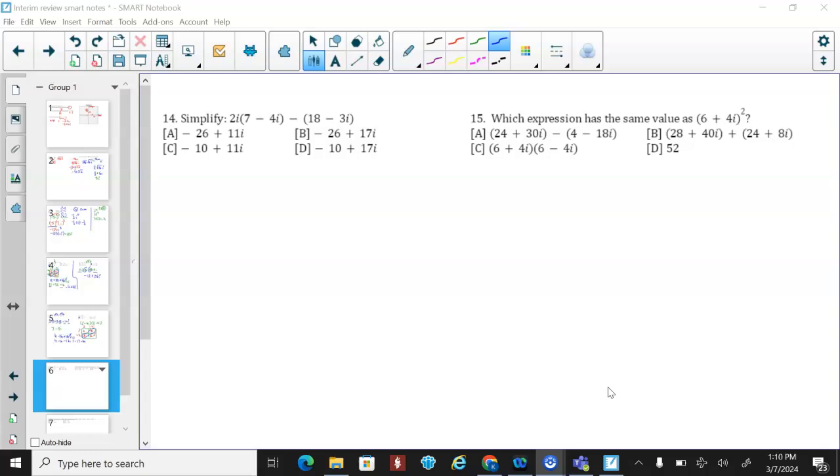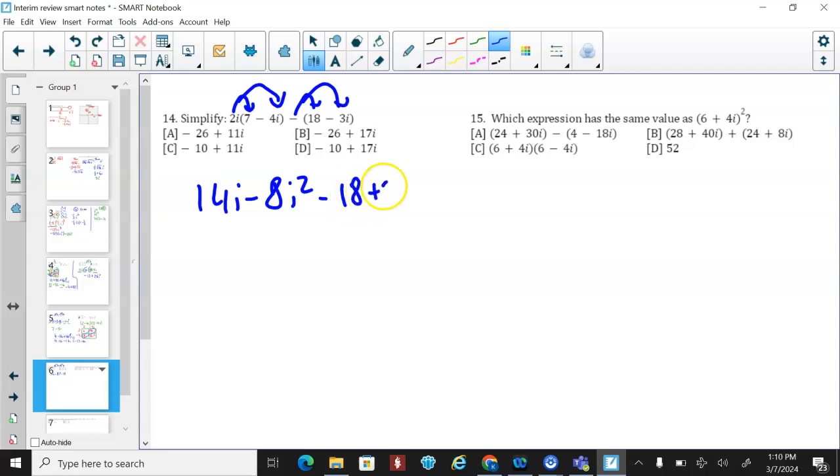All right, question 14 is just simply simplify. So again, we have a multiplication here in the front. So we got to distribute the 2i first. So that's going to be 14i minus 8i squared. And then we got the negative in the front of this parenthesis. We got to distribute, so it's going to be negative 18 plus 3i.